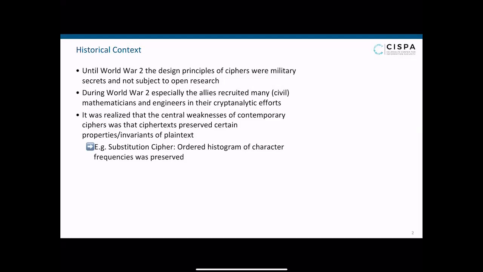Give me a plaintext, compute the histogram. Give me a ciphertext, compute the histogram. They will look the same.